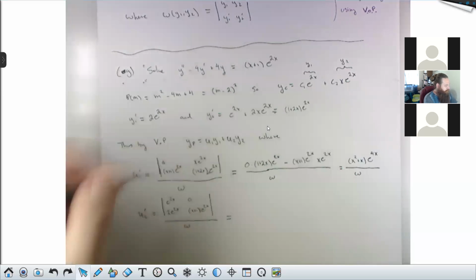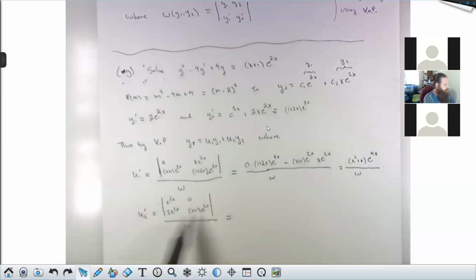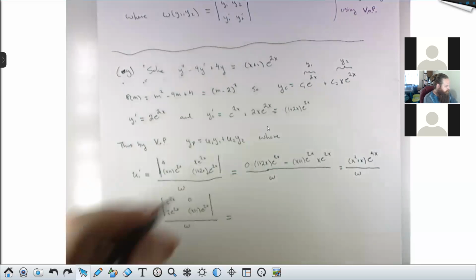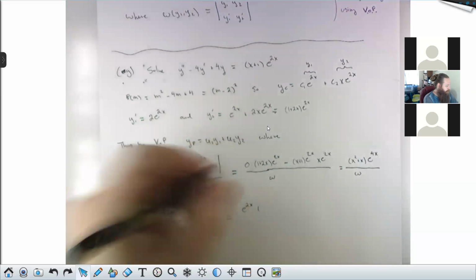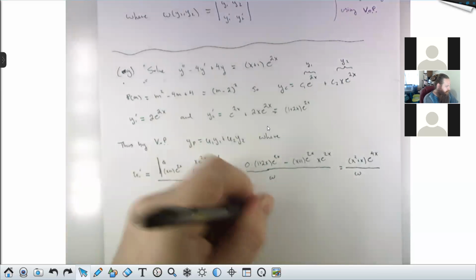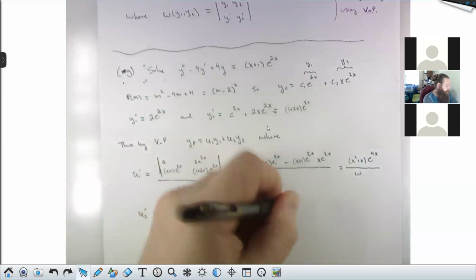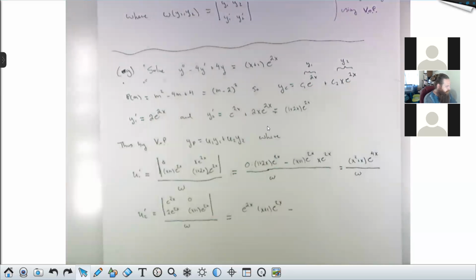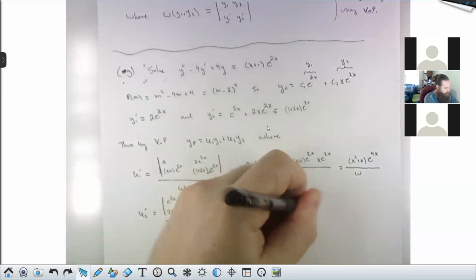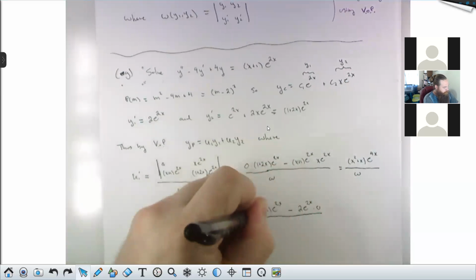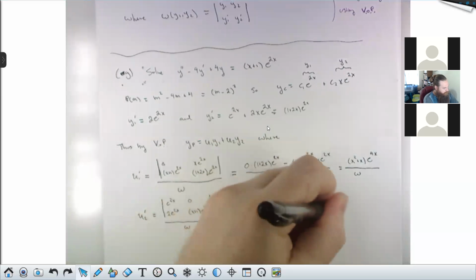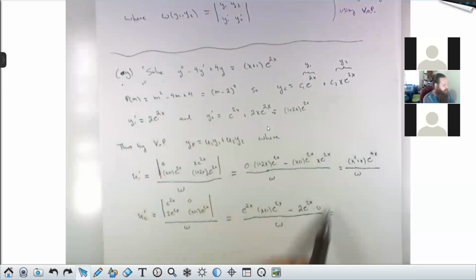And calculating the upstairs determinant, I'll have this times this minus this times this. So that's e to the 2x times x plus 1 e to the 2x, minus 2 e to the 2x times 0, all divided by W. This piece is 0. So here I just have x plus 1 e to the 4x.